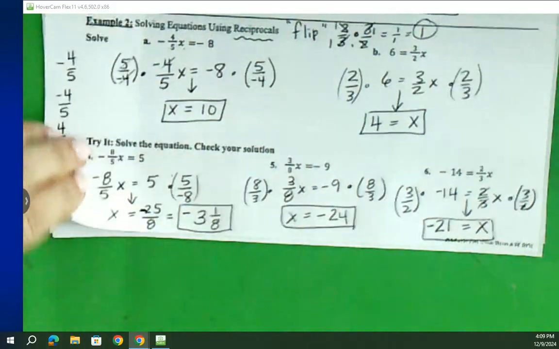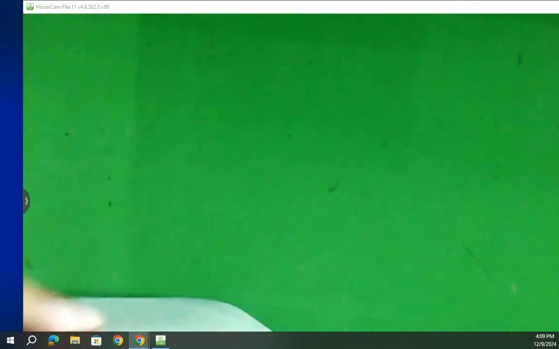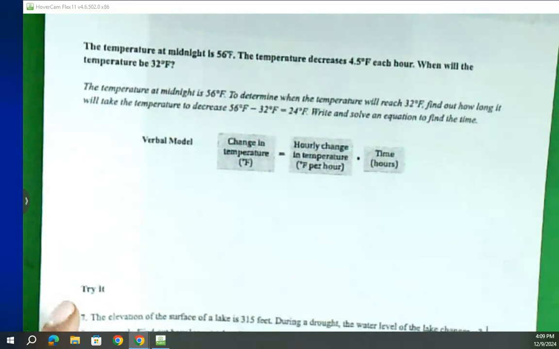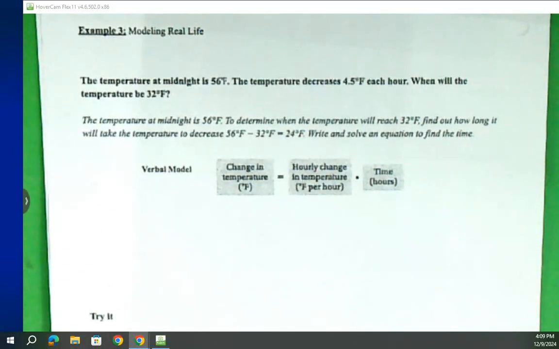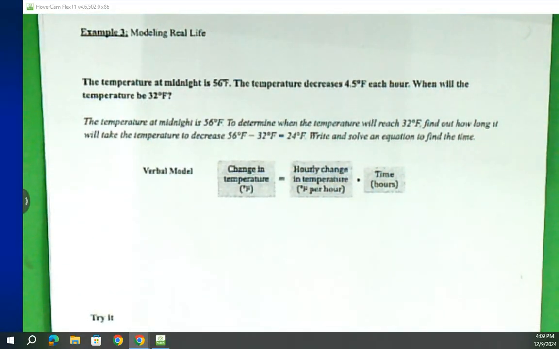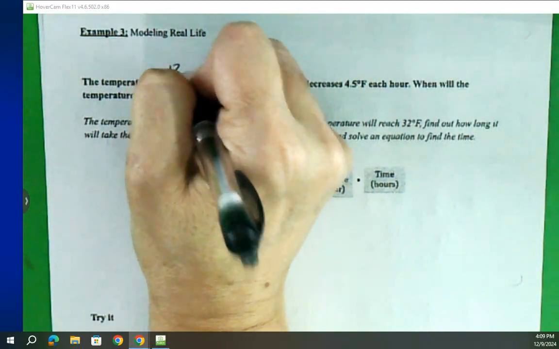On the other side is a couple word problems. So looking at example number 3, modeling real life. We have the temperature at midnight is 56 degrees Fahrenheit. So midnight is 12.